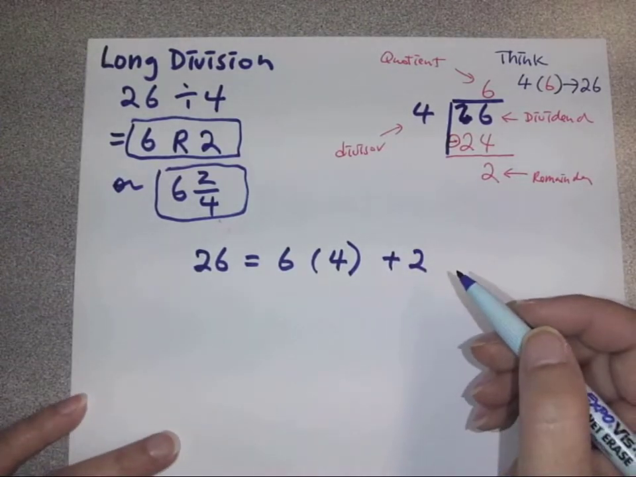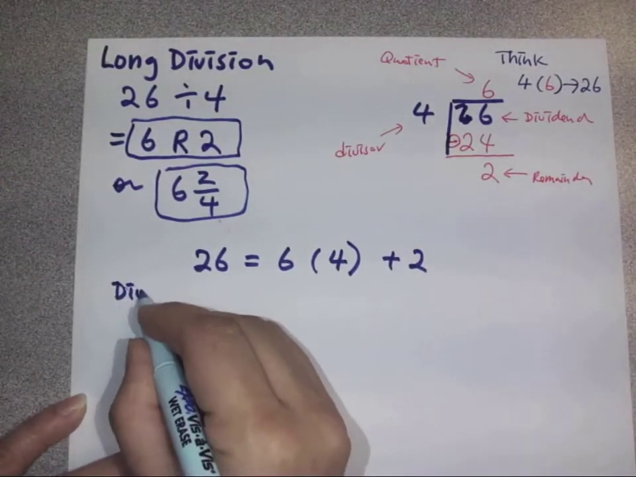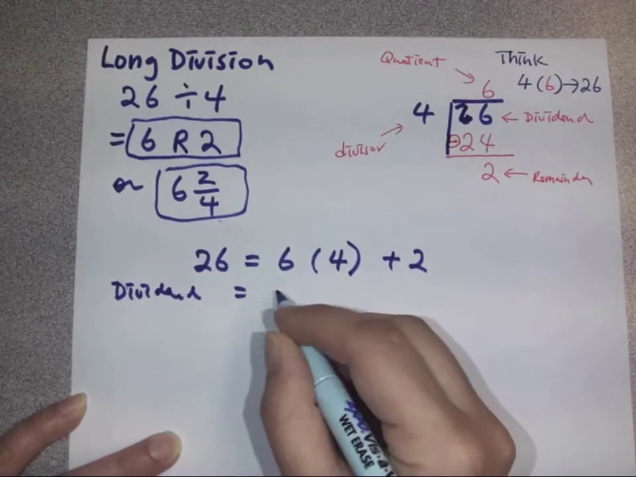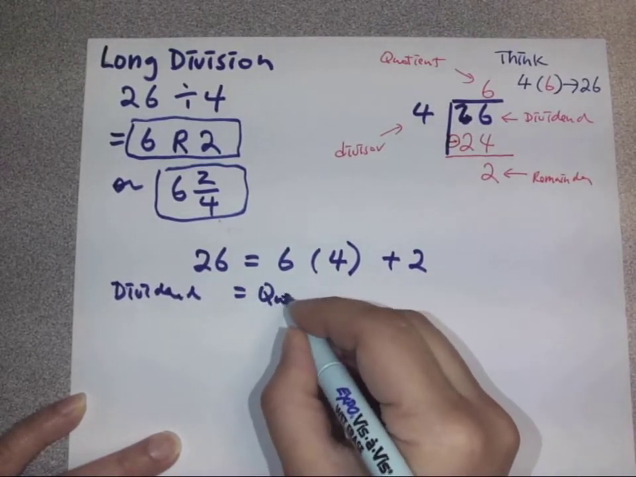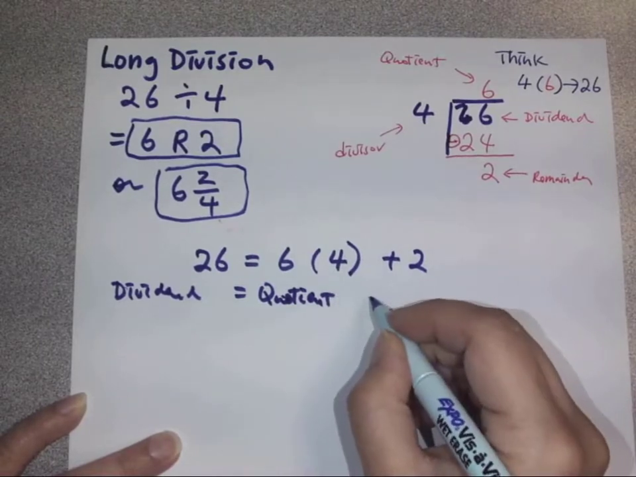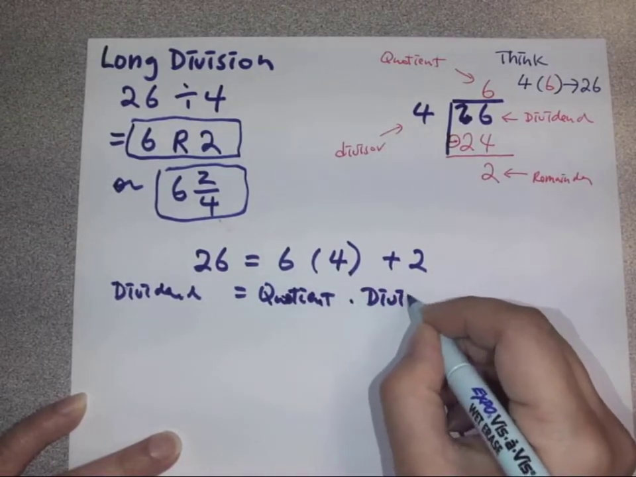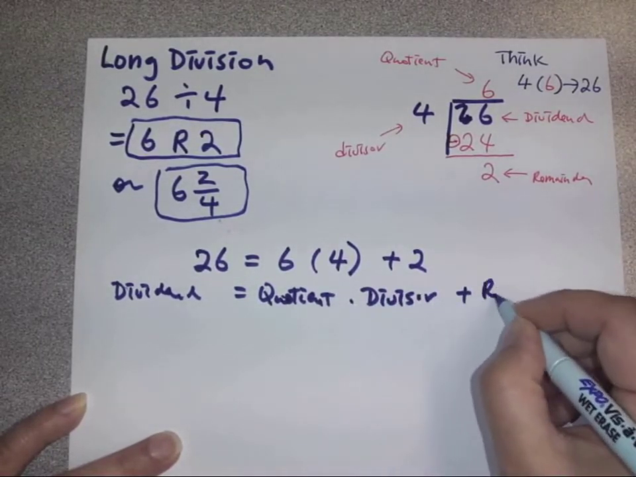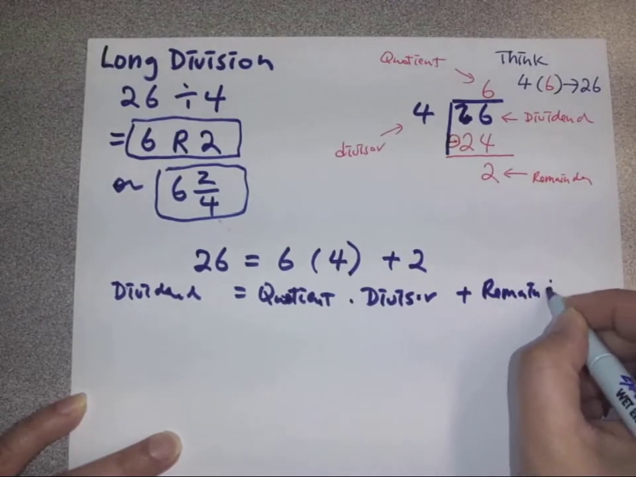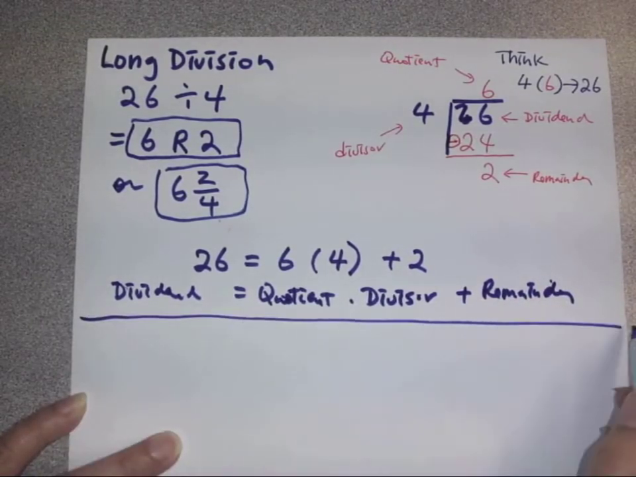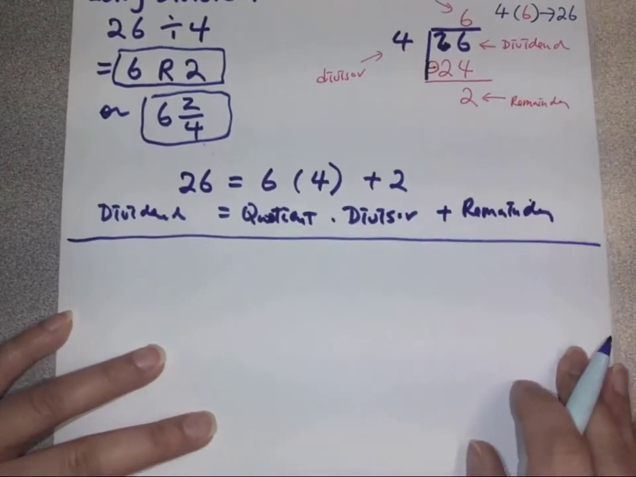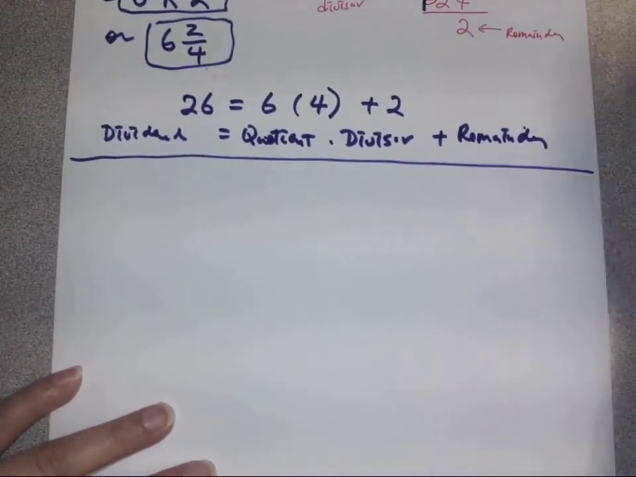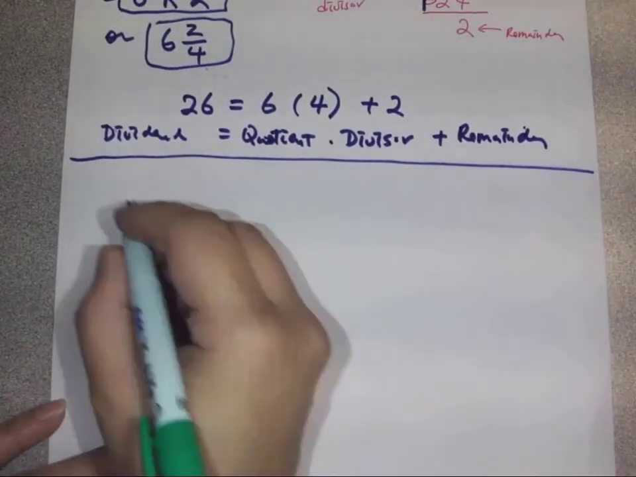So this is one of the theorems we will use later. They say dividend equals quotient times your divisor plus your remainder. This is one of the theorems we will cover later on this semester. But this is a basic long division. Hopefully you have seen it before.